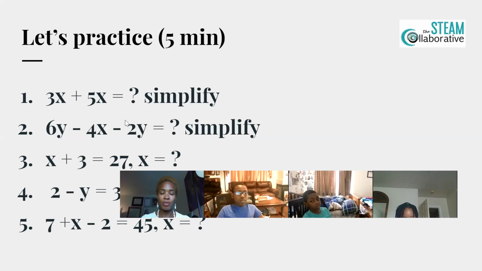Okay. I'll give you all some more time. I guess in the meantime, Kosi, can you explain to me how you do number 1? Yep, so number 1 is 3x plus 5x. How would you do that one?